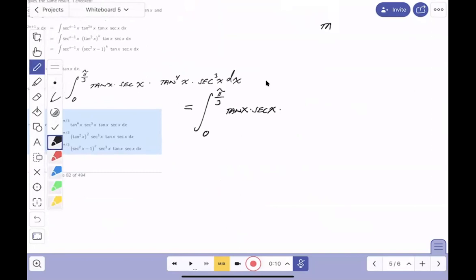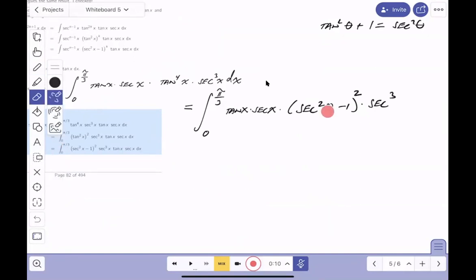So tangent squared theta plus 1 is secant squared theta. So I'm going to write that tan to the fourth down as secant squared theta minus 1, squared. Or that'll be a fourth power times secant cubed. You know what? I put a theta down there and I apologize. Let me get that back. That's an x. And then we get secant cubed x dx.